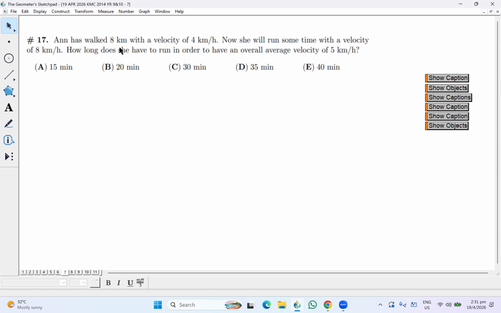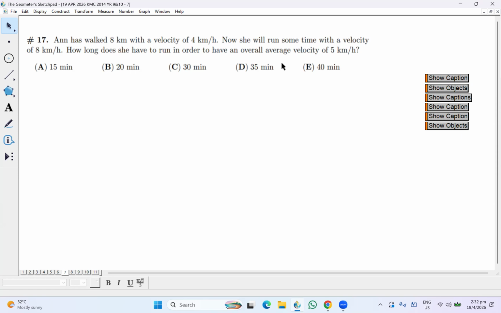N has walked 8 kilometers with a velocity of 4. Now she will run some time with a velocity of 8. How long does she have to run in order to have an overall average velocity of 5? So average velocity is total distance over total time.